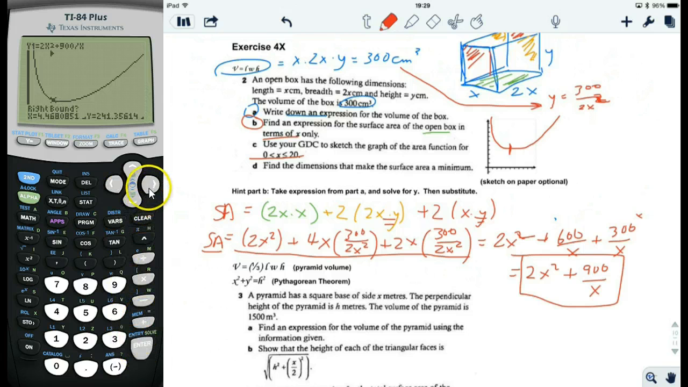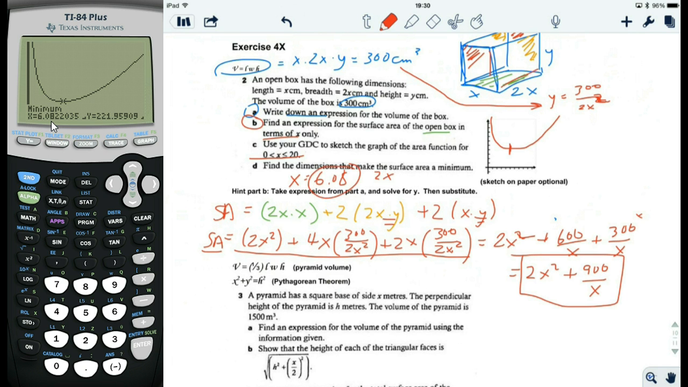Enter. And then we go to the right of that point. It's already starting to rise. And then we say whatever guess. So the minimum is at x equals 6.08. So x would be 6.08.